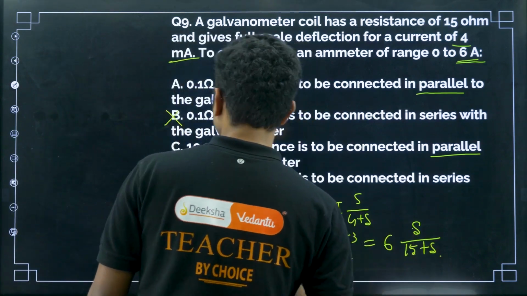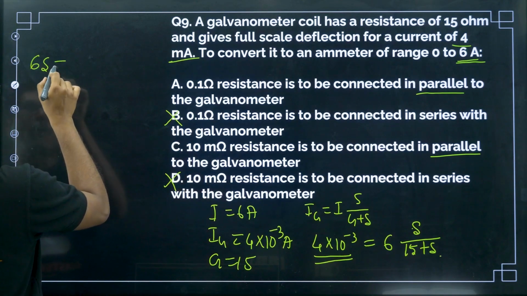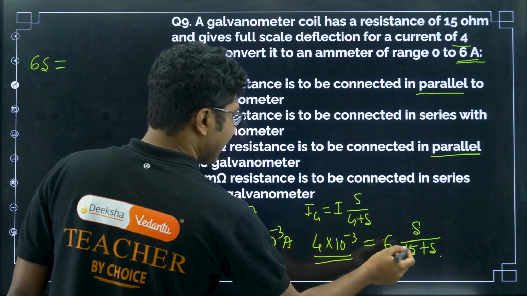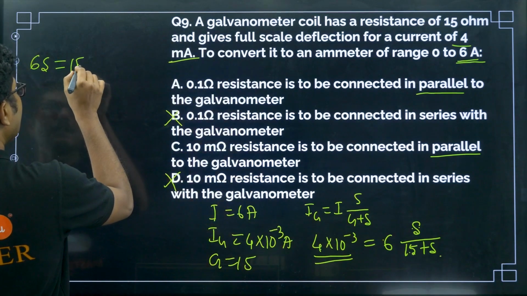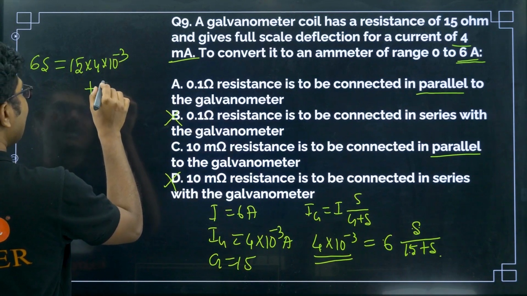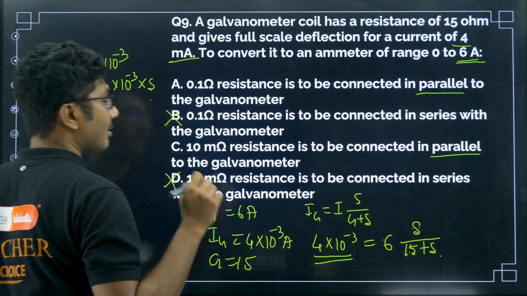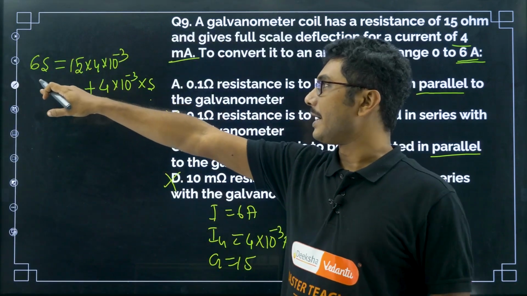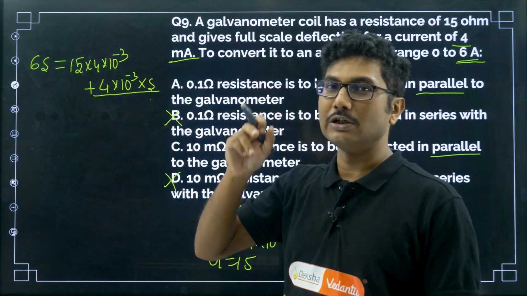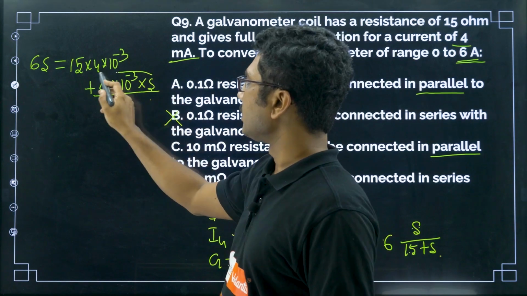So we will ignore one term in this multiplication. I think I have solved a similar problem while solving. So 6 times s is 6s equals 15 times this. So 15 times 4 times 10 to the power of minus 3 plus 4 times 10 to the power of minus 3 times s. Now if you see, on our left hand side we have 6s, and on our right hand side we have this very small 0.0004 s, right. So what we will do, we will ignore this term.